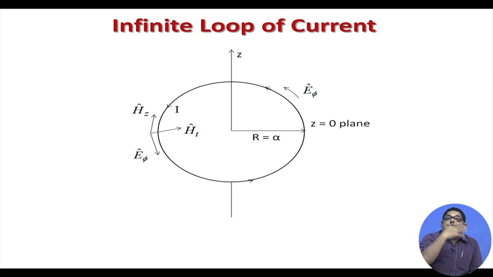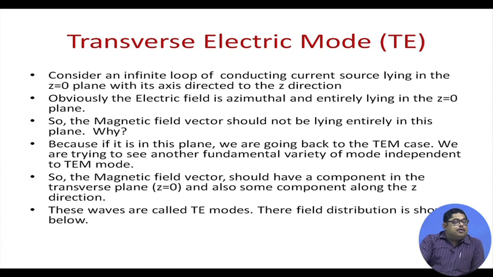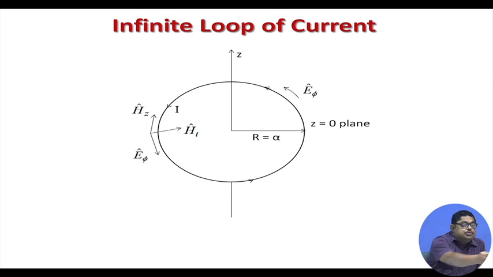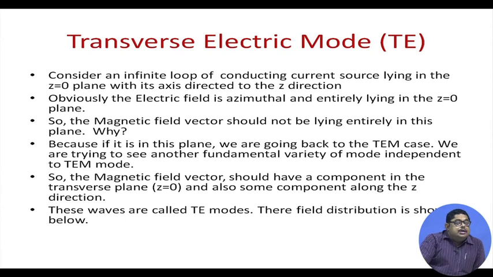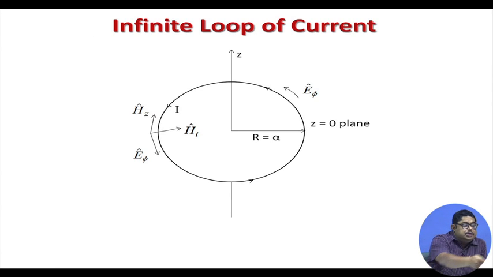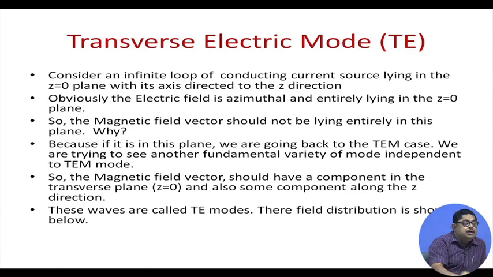Now, consider another example. Instead of that line source, let us make an infinite loop of current carrying I. So, consider an infinite loop. Obviously, the electric field will be azimuthal. At every point the electric field should be in the direction of this conduction current. There is a conduction current here. So, it is in the E phi direction, that is called azimuthal, and entirely lying in the z equal to 0 plane. You see here, E phi all are lying in the z equal to 0 plane.